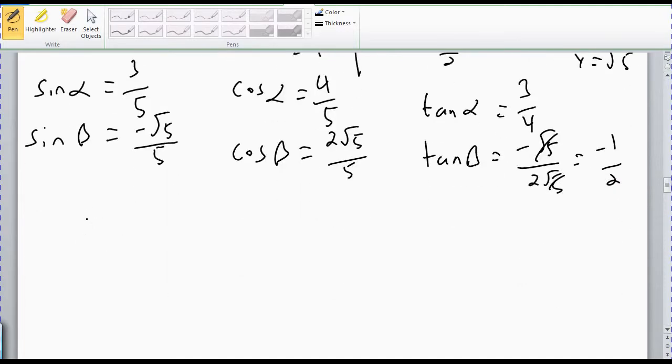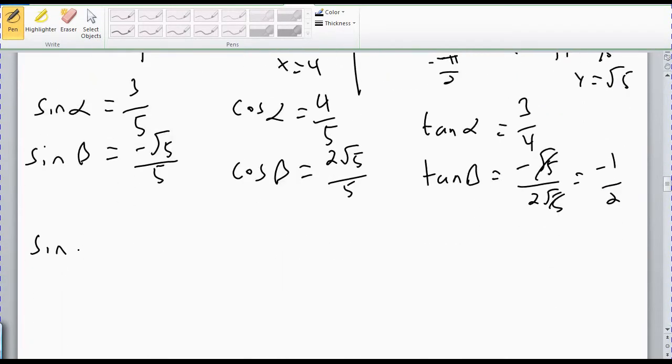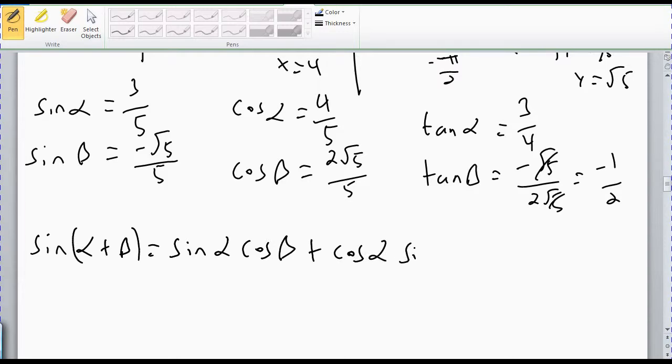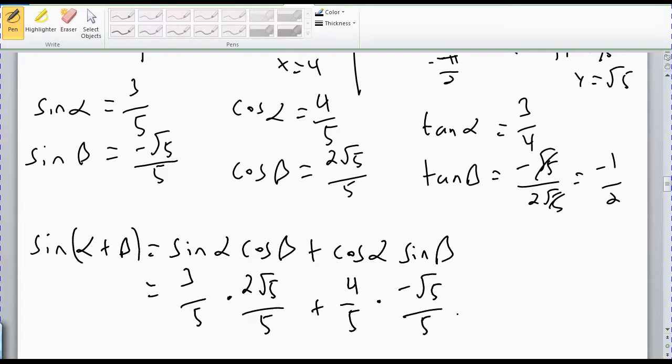So now we're going to use those 6 values to answer all of our questions. So start with sine alpha plus beta. If you use the formula, which is up above, sine alpha plus beta is going to be sine alpha cosine beta plus cosine alpha sine beta. Sine alpha, we just found, was 3/5 times cosine beta, which is 2 square root of 5 over 5, plus cosine alpha, which we found was 4/5, and sine beta is negative square root of 5 over 5.